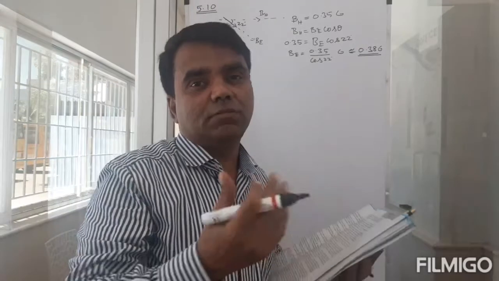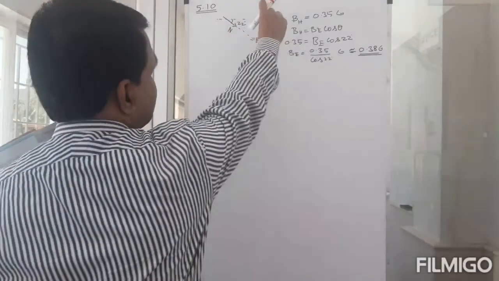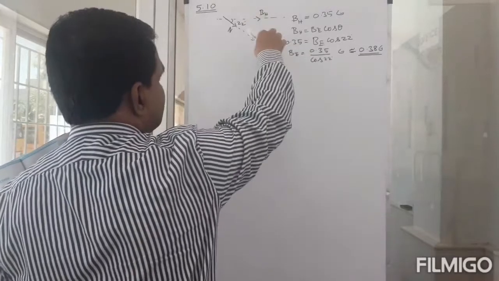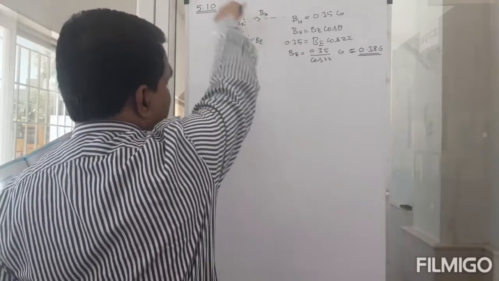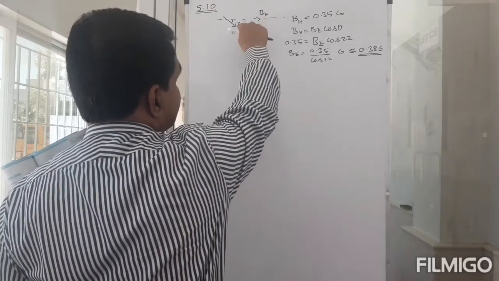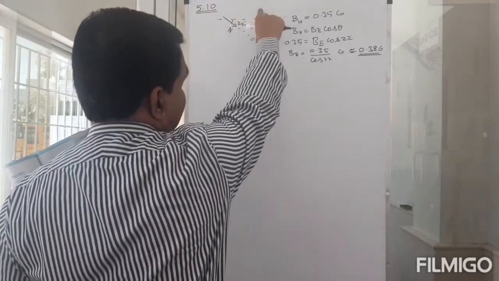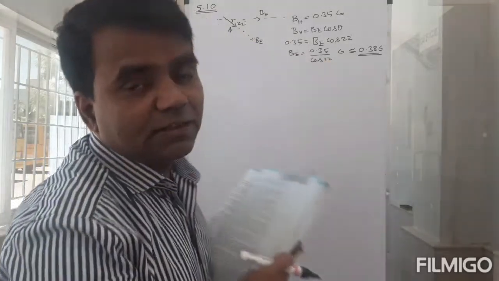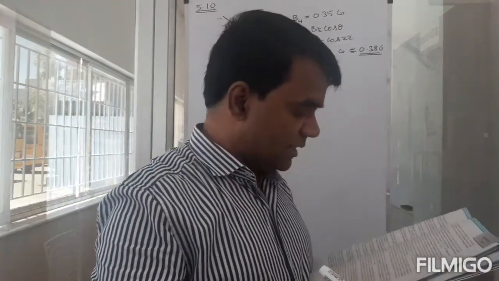Very simple problem. They have given you the horizontal component, and then they tell you the tip angle, which means that BE is in this direction. So they want you to find B. BH is cos of that BE, and BE can be found easily this way. Very easy problem.